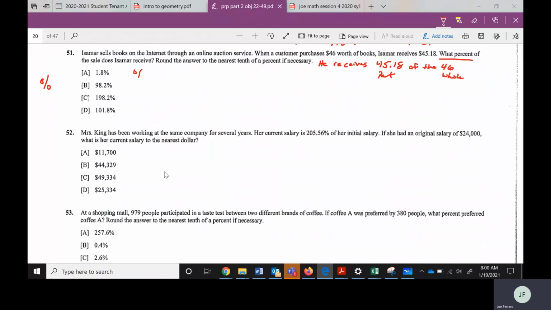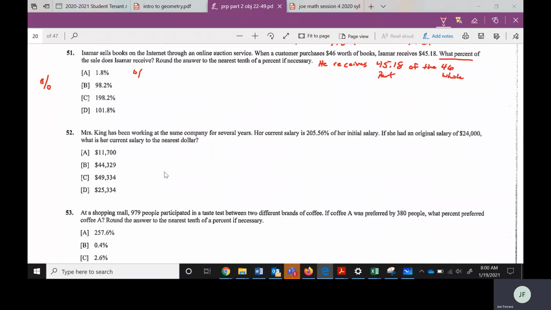So the equation way is the percent as a decimal equals the part divided by the whole. So here we would take 45.18 divided by 46. And that's going to equal 0.98217, and it goes on.